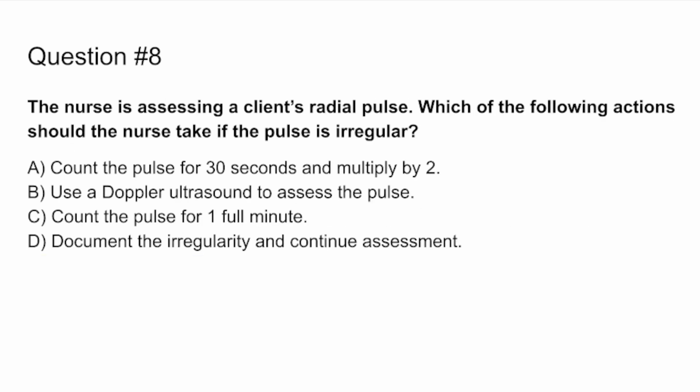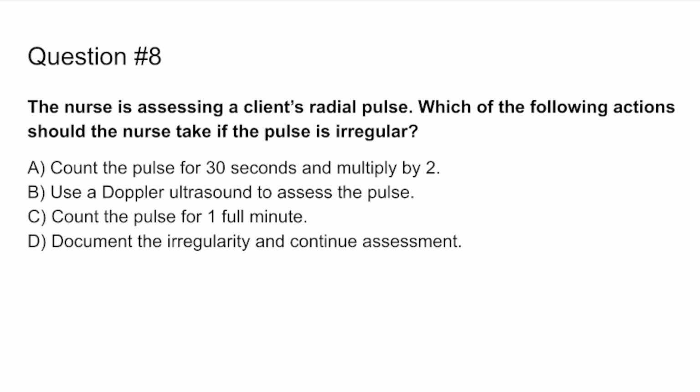Question 8. The nurse is assessing a client's radial pulse. Which of the following actions should the nurse take if the pulse is irregular? A. Count the pulse for 30 seconds and multiply by 2. B. Use a Doppler ultrasound to assess the pulse. C. Count the pulse for 1 full minute. Or D. Document the irregularity and continue assessment.